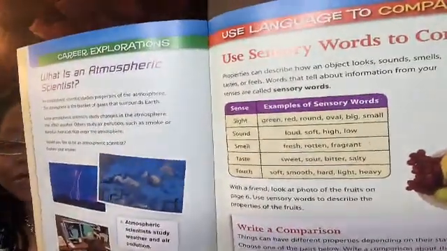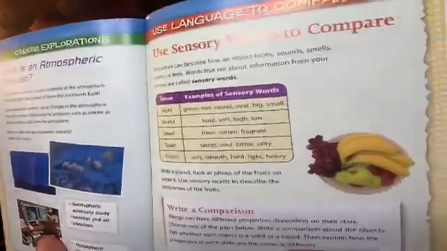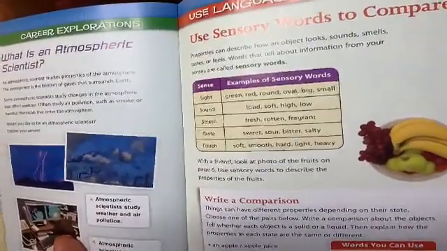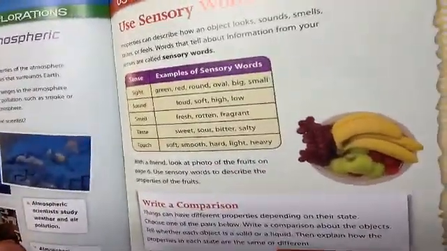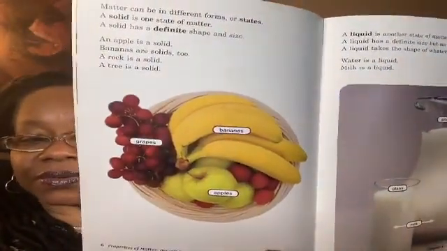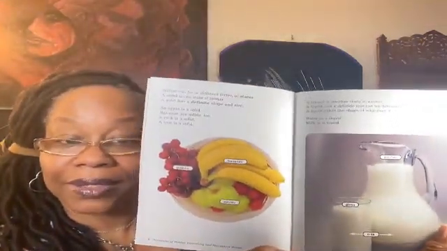Check out the words. With a friend, look at a photo of the fruits on page 6. Use sensory words to describe the properties of these fruits. Says the fruits on page 6. Let's go back to 6. Same basket of fruits. Sensory words. They look like different colors, right? Red, green, right? Yellow.